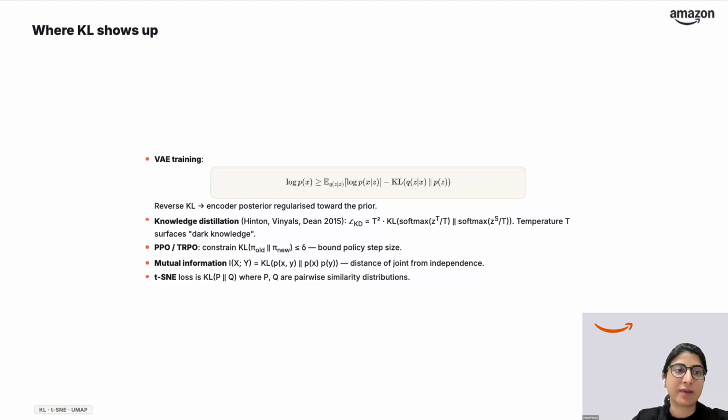You can see that in VAE training. You can see that in knowledge distillation, where it's done between the student and teacher distributions. Then it can be seen in PPO, TRPO, in mutual information, and in t-SNE also, that we see right now, where we're trying to minimize the KL between P and Q, where P and Q are pairwise similarity distributions.